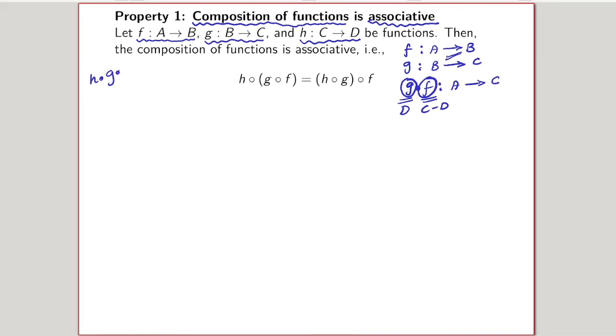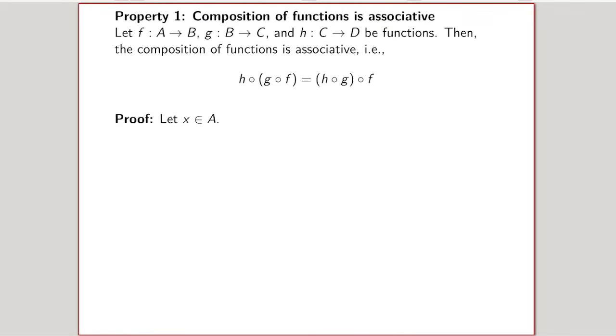So similarly here it is possible to define the map in this manner, that is h composition g composition f. And since we are going to prove associative property, we are going to first operate g composition f and then take composition with h. Next one, we are going to take h composition g and then take composition with f. So we are going to show that these two functions will be equal.